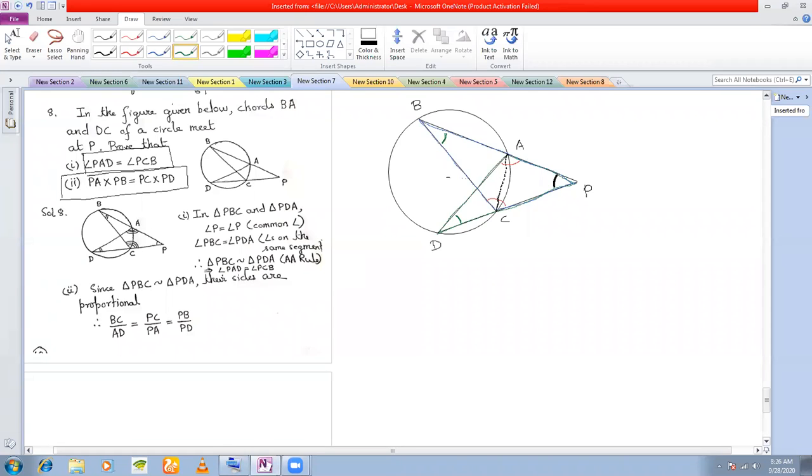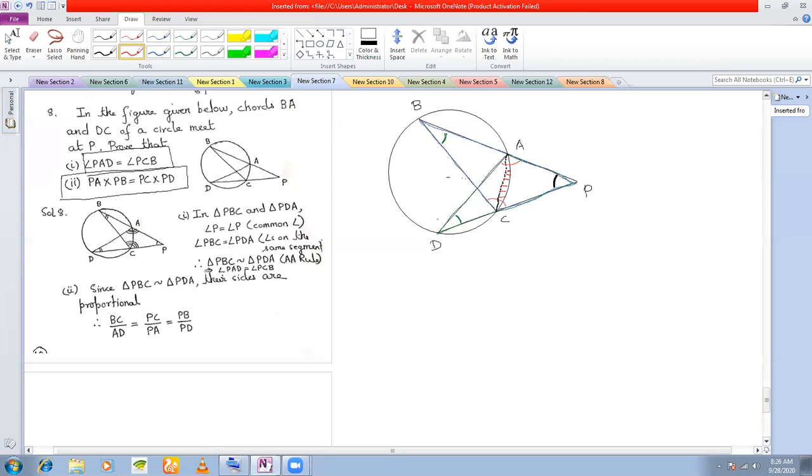Because I have drawn this imaginary chord AC, and I see that this AC divides the circle into two segments. This is your minor segment and the major segment. And if you see these two green angles, they are on the major segment and also on the chord AC. So therefore these two angles must be equal because they are angles on the same segment.